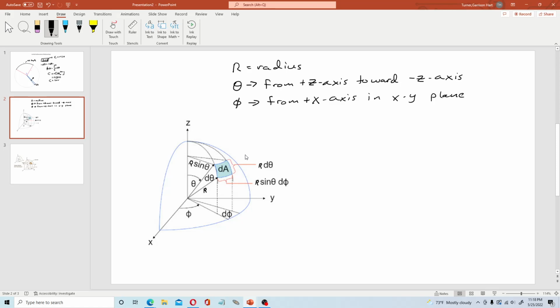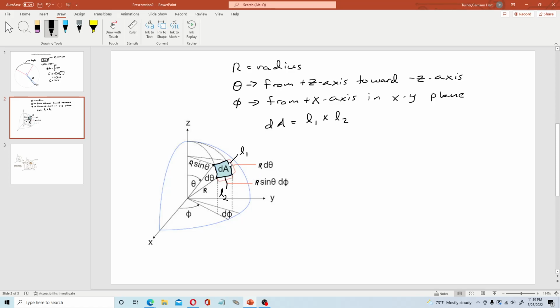So, with this in mind, if I have a surface area element dA, okay, now my area element is going to be, let me label them, length 1 times length 2. Okay, so dA is going to equal length 1 times length 2, the sides of this box, right?